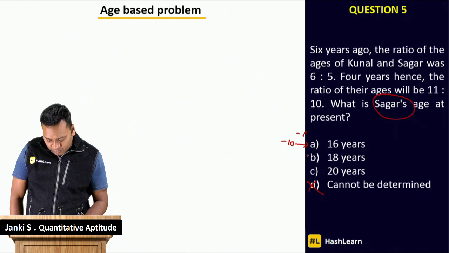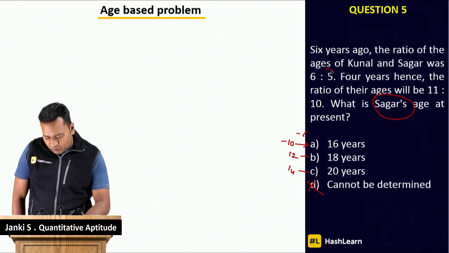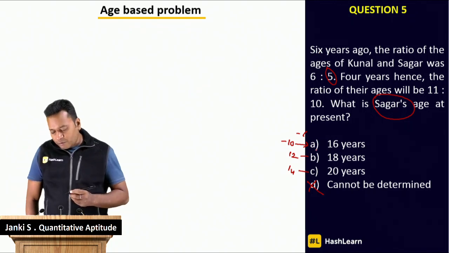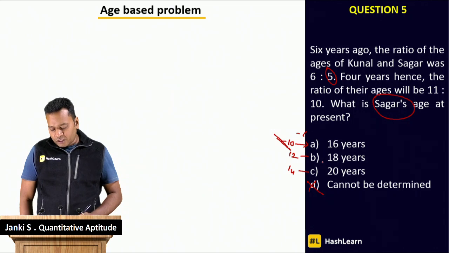Let's subtract 6 from each value. This value is nothing but 12. This value is nothing but 14. And what was the condition? It was a multiple of 5. There is only one value which is a multiple of 5 now, that is 10. That means my value should definitely be 16.